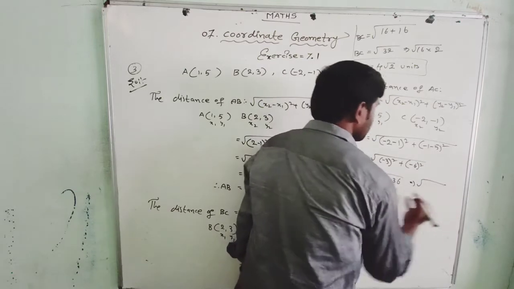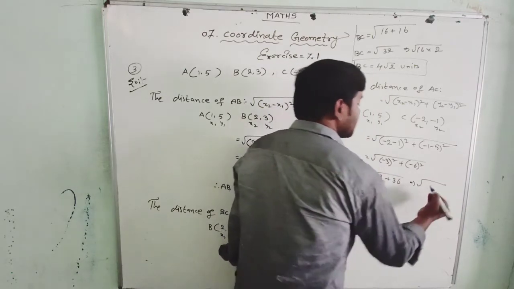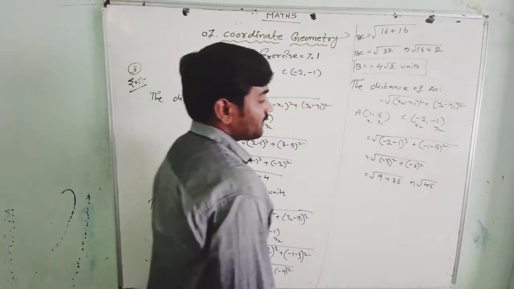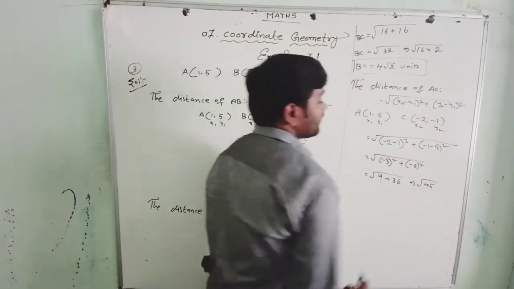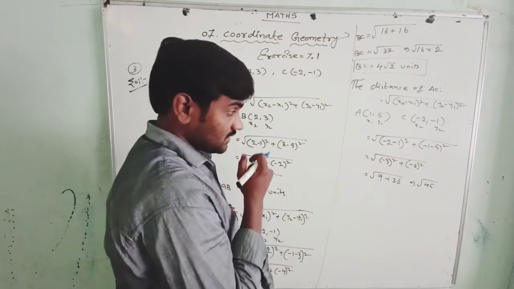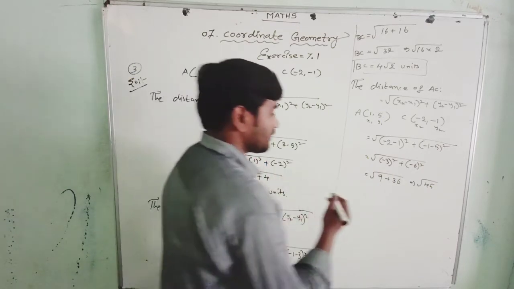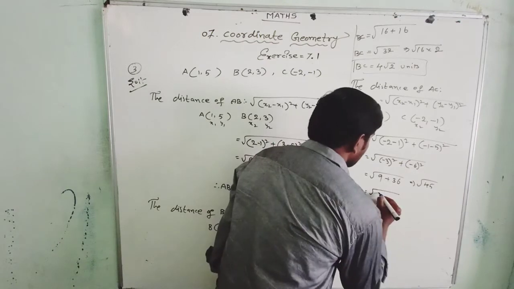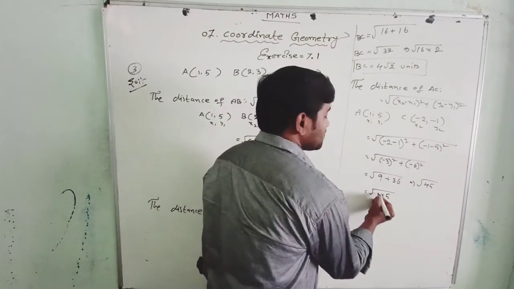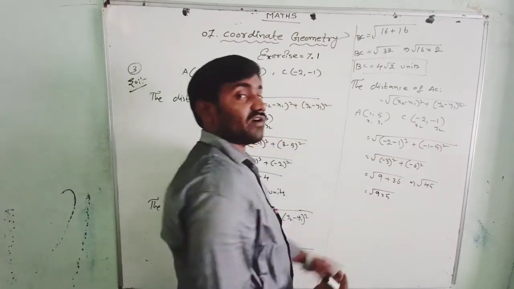That is equal to 36 plus 9, that is 45. Okay, 45. So root 45 can be written as root 9 into 5, since 9 times 5 is 45. So why do I have to write it like this? Because one factor should be a perfect square.